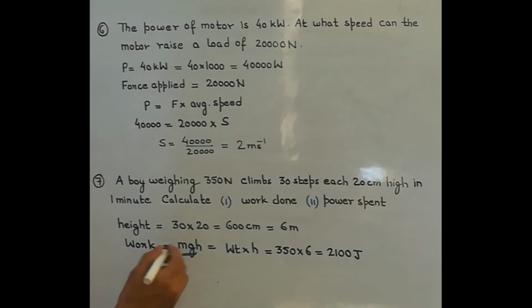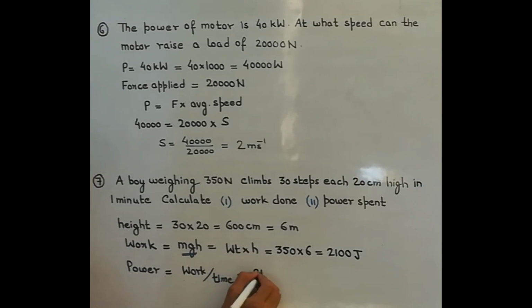Second part, you have to calculate the power spent. Your work is 2100 and the time that he takes is 1 minute. Now 1 minute means 60 seconds.